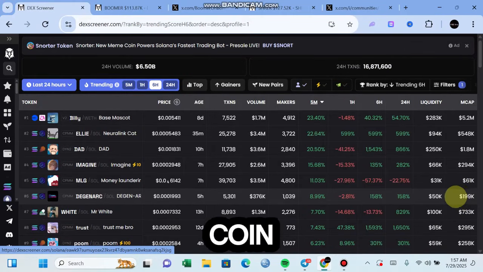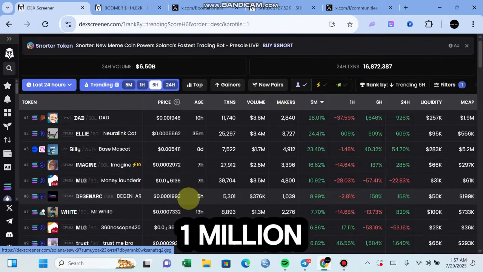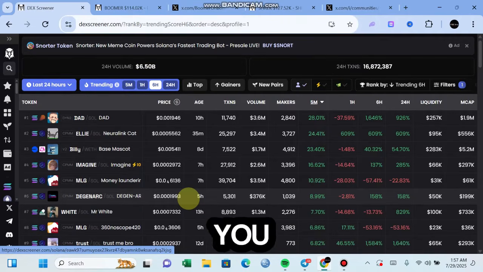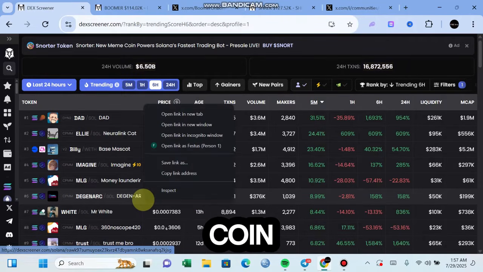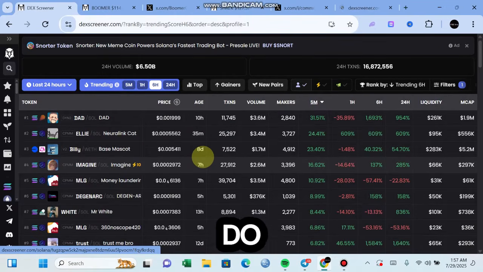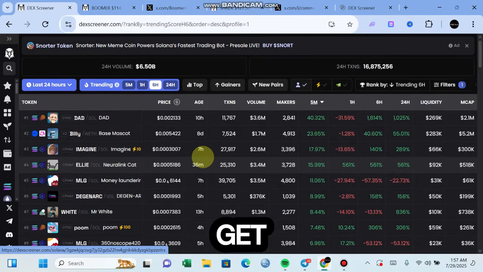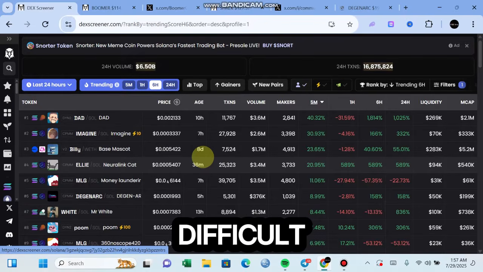Like this particular coin that is at 199K market cap. If this coin goes to 1 million market cap, that is close to 10x. But for a coin that already has 10 million market cap, for that coin to do 10x, it has to go to at least 100 million market cap, which may be very difficult.